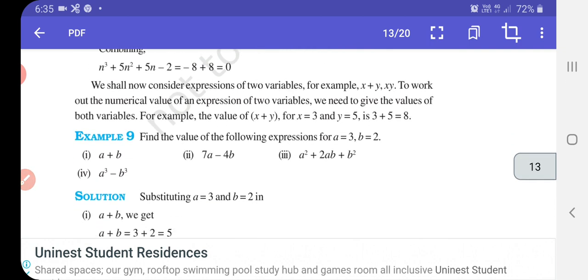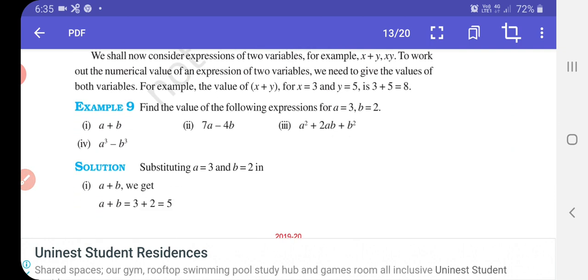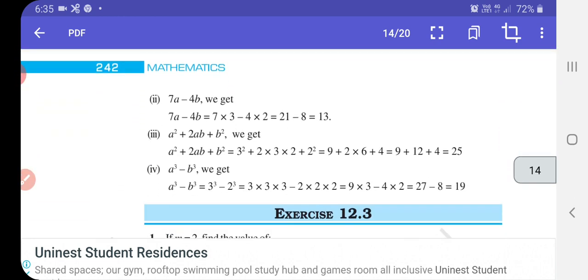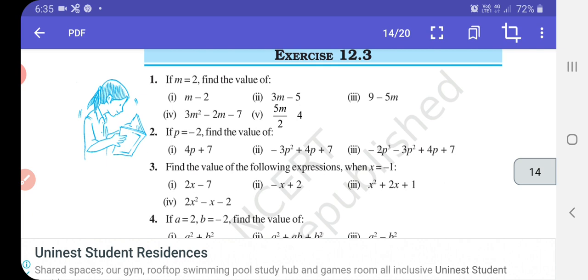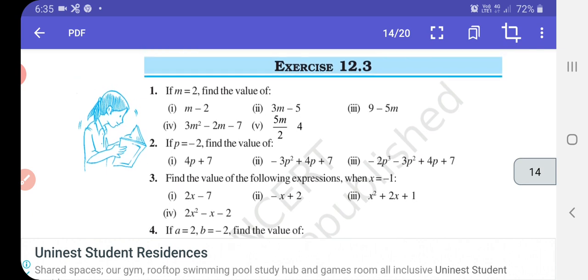And now if there are two variables and the given values are, see, find the value of the following expression. If a is equal to 3 and b is equal to 2, then what to do, put both the values in the expression and find the answer. Understand. So let's do exercise 12.3.